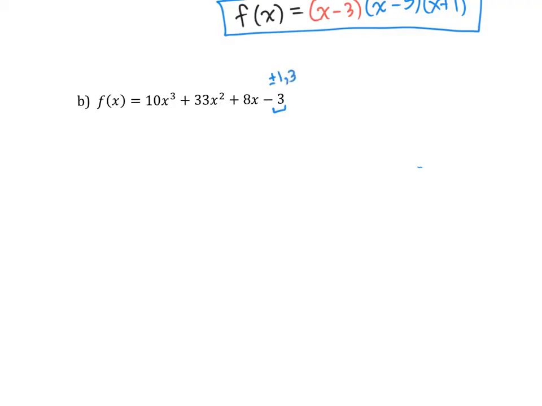I'm going to look at the first term because there is a more interesting coefficient. So the factors of 10 are 1, 2, 5, and 10. And I don't know the signs. Okay, so the possible rational zeros are my blue numbers over my red numbers in every possible combination I can think of.